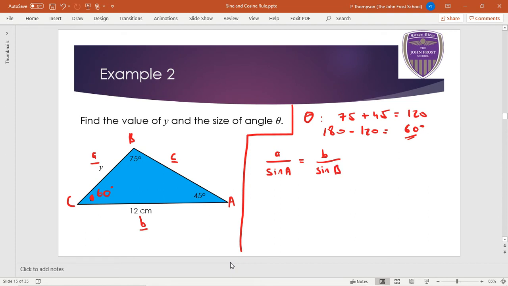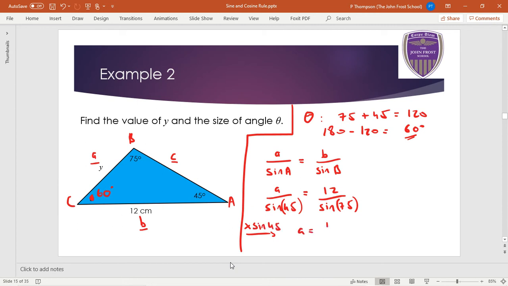So I'm going to get a over sine 45 equals 12 over sine 75. Again, you're going to have to put brackets here on the calculator, otherwise you get an error. And so this time, remember, just multiply by sine 45 now.